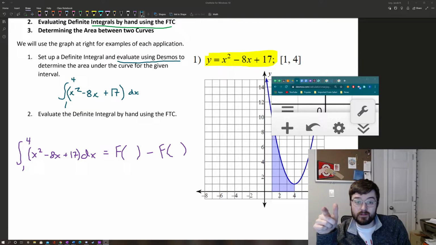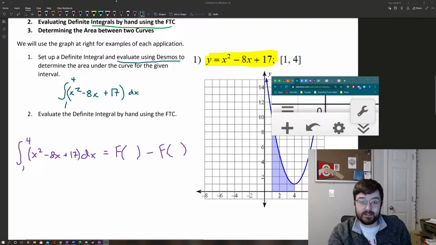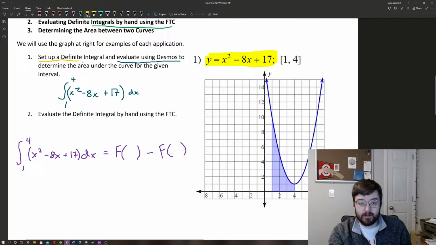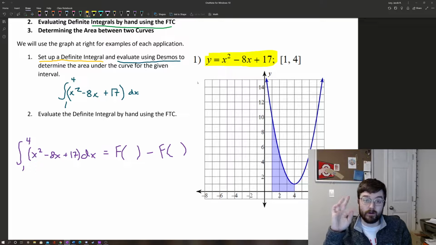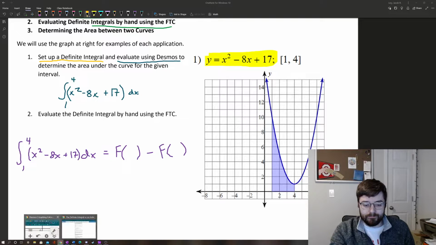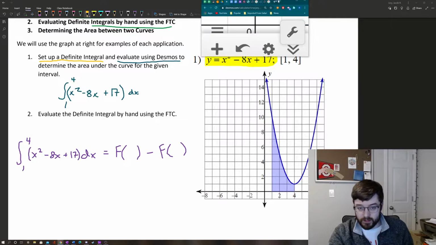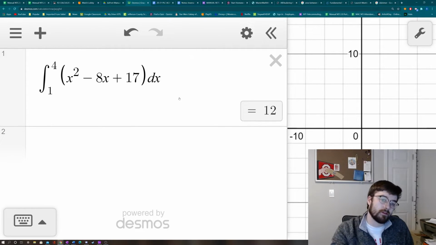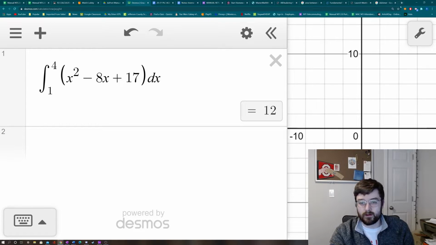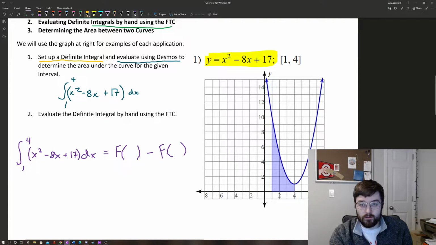Right, so there's the setting up part of the directions. I've set up my definite integral with the function itself inside the integral operation and evaluating it from x equals 1 to x equals 4. So for my Desmos evaluation, that's exactly what I'm typing into the graphing calculator, or you can go to the scientific calculator and it'll work for you. Being careful to use parentheses. So we get 12. We get an answer that equals 12.